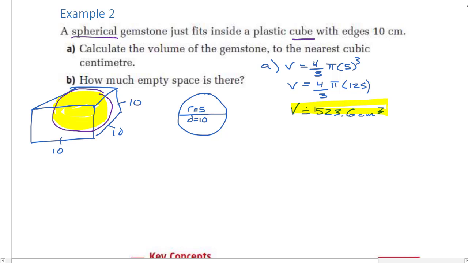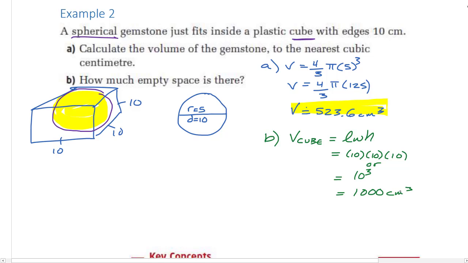All right, last part now. Part B says, how much empty space is there? Well, to find the empty space, we need to find the volume of the cube. So I'm going to write V cube here. I should have written V sphere next to that one, but oh well. Now, cube is just length times width times height. All sides are the same, so it's just 10 times 10 times 10, or 10 cubed. We could just punch in our calculator, what's 10 to the power of 3? Either way, we're going to get 1,000 centimeters cubed.